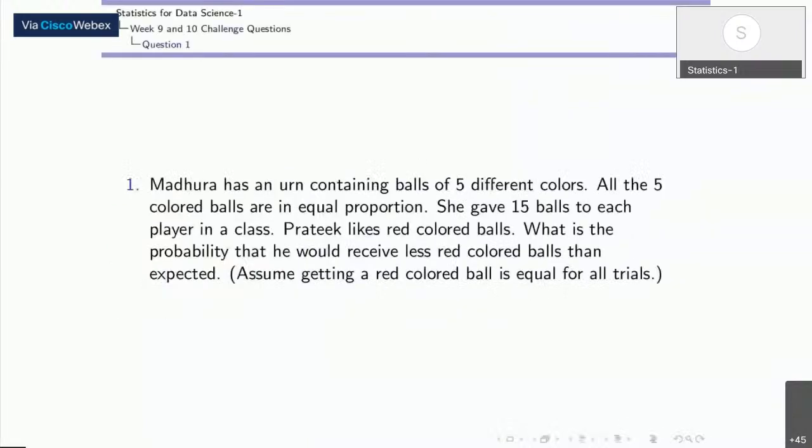This is the first question on your screen, and try to solve it. Assume that getting a red colored ball is equal for all trials. That means it is a binomial experiment. I'm giving you 10 minutes to attempt this question.